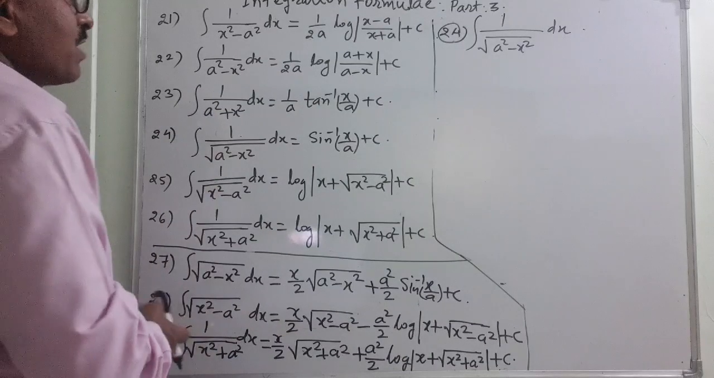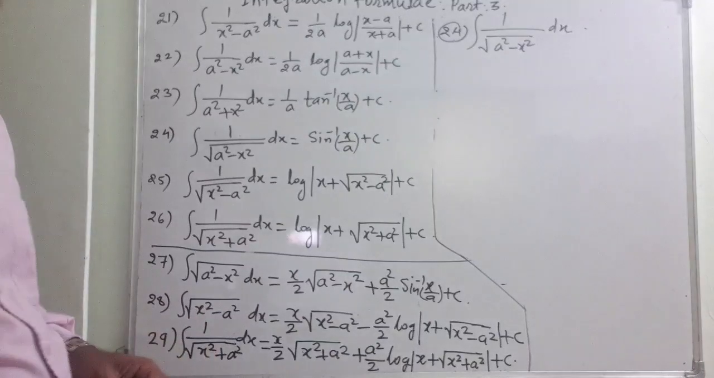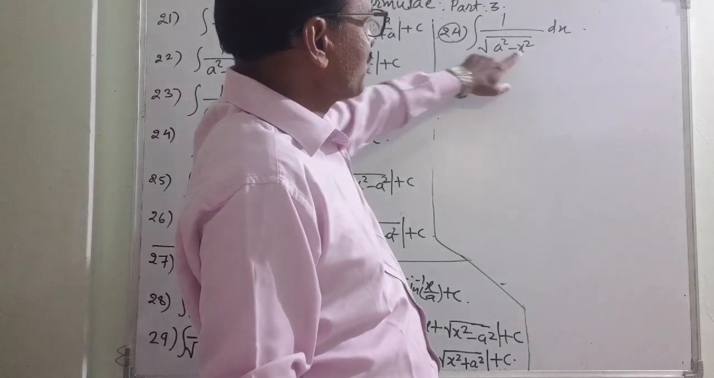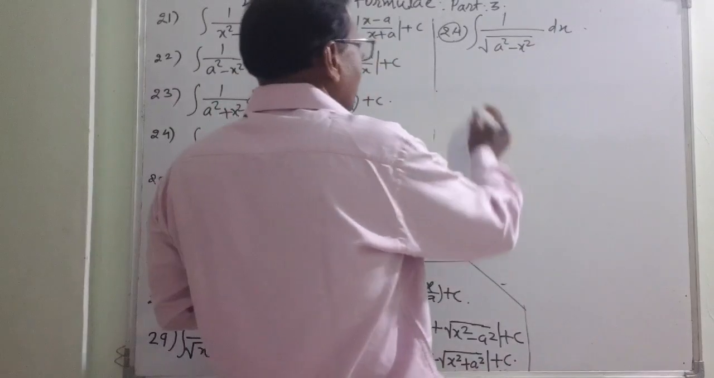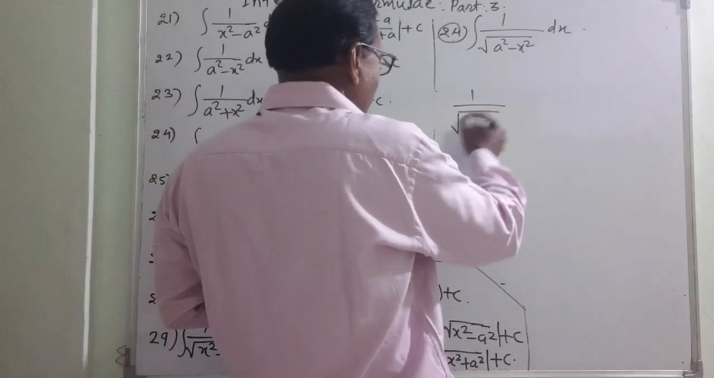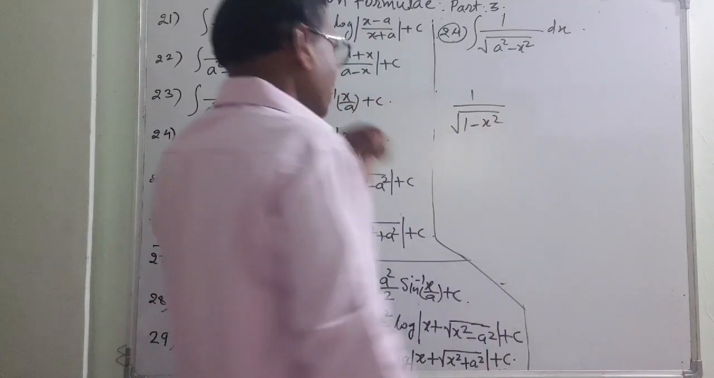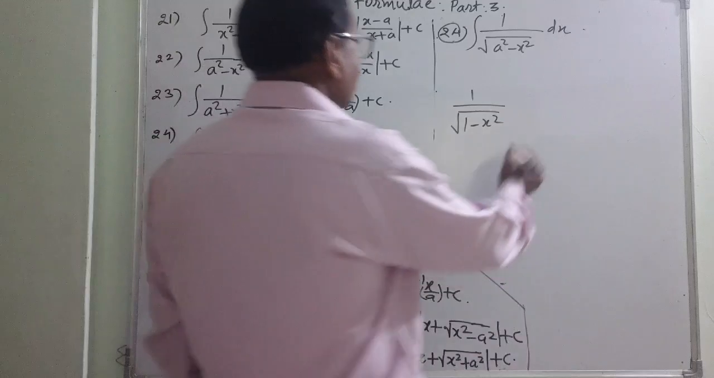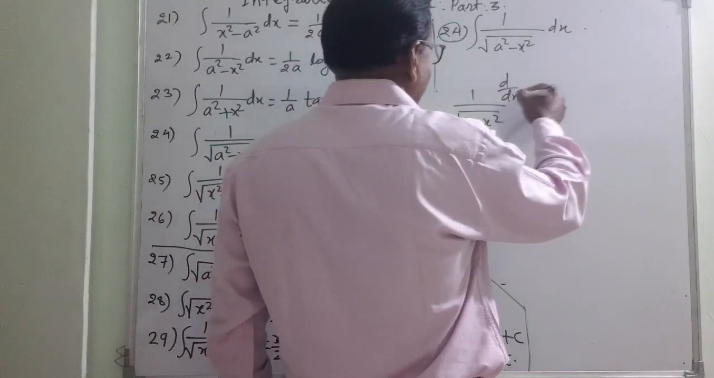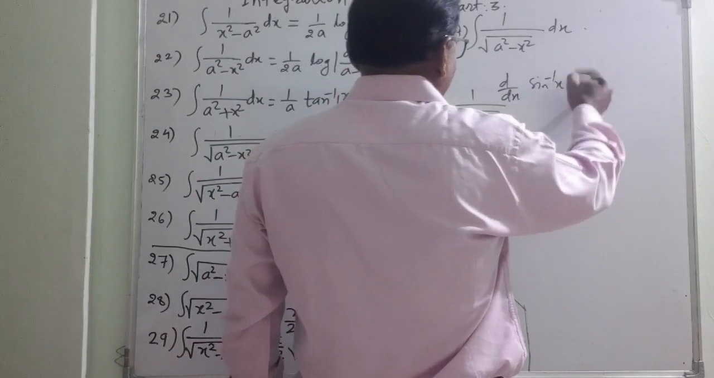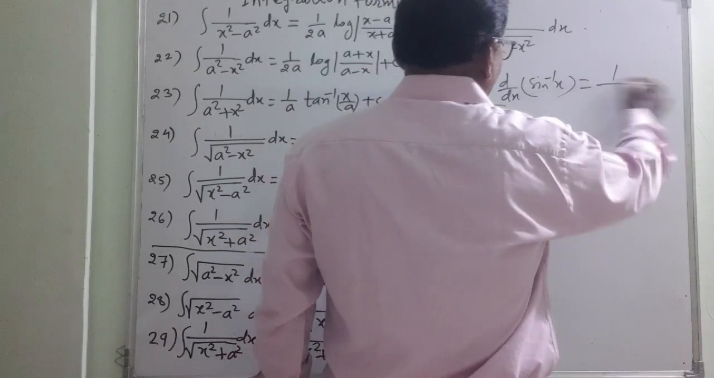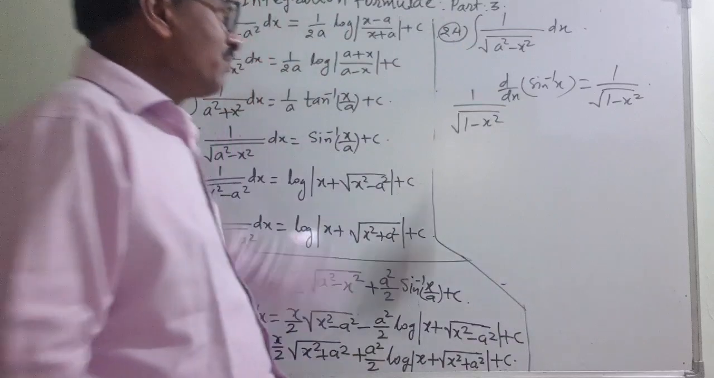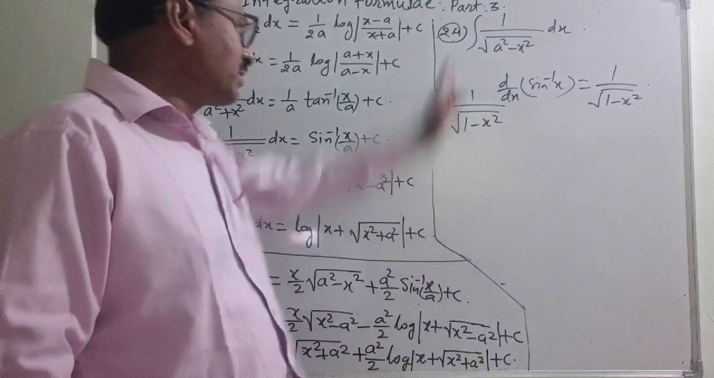A square minus x square, for this what to do? Here in the bracket it is a square minus x square. If it would have been under root 1 minus x square, definitely it would have been sin inverse x. d by dx of sin inverse x is equal to 1 upon under root 1 minus x square. From the very simple logic, I am deciding this.